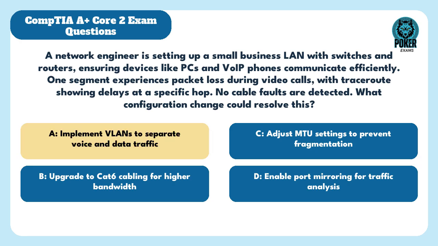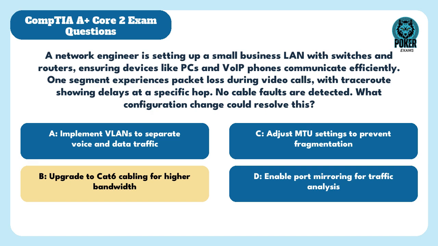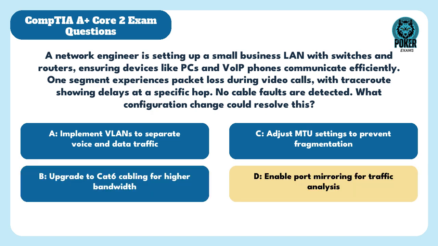Option A. Implement VLANs to separate voice and data traffic. Option B. Upgrade to Cat6 cabling for higher bandwidth. Option D. Enable port mirroring for traffic analysis.